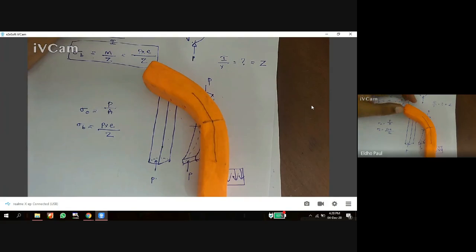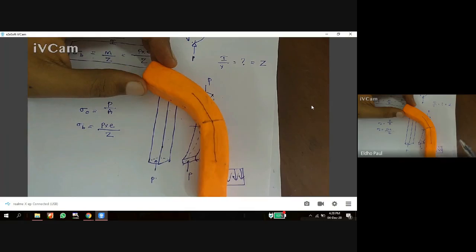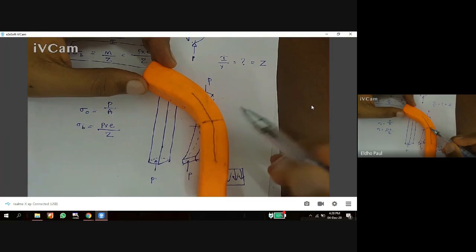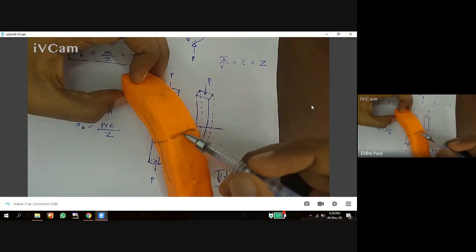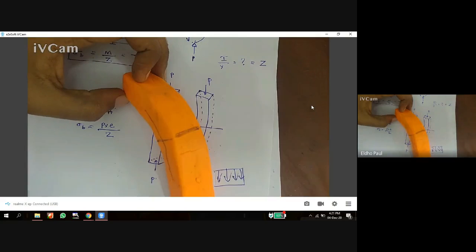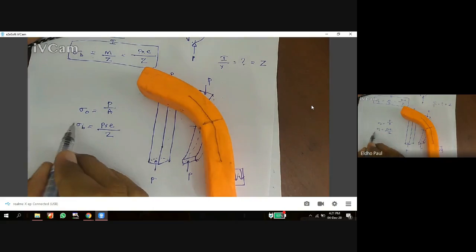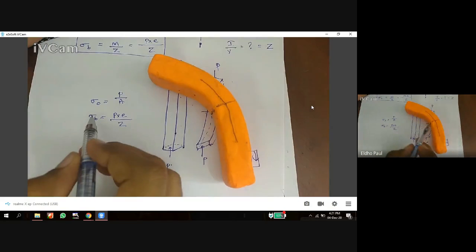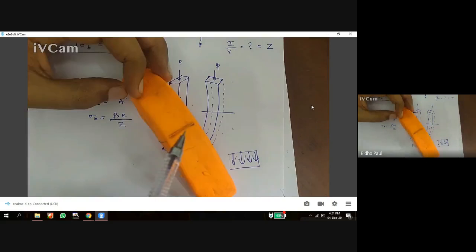Okay, and what about the tensile stress? Here it is 0 and it is maximum here. In this surface, tensile stress is maximum. So the sigma B value, that is the bending stress, is compressive at one surface and tensile at the other surface.